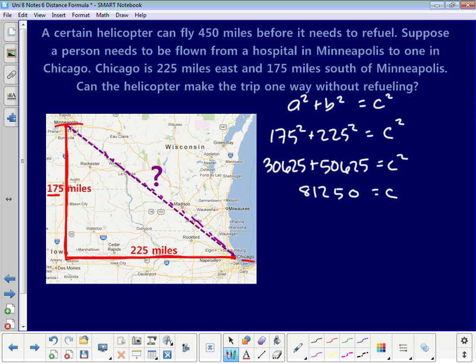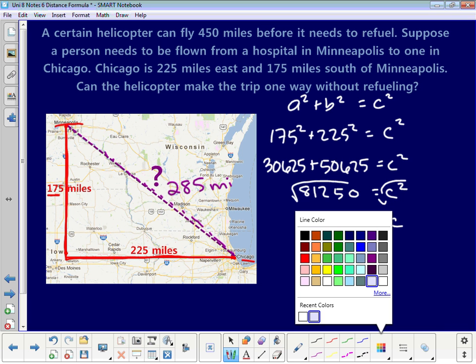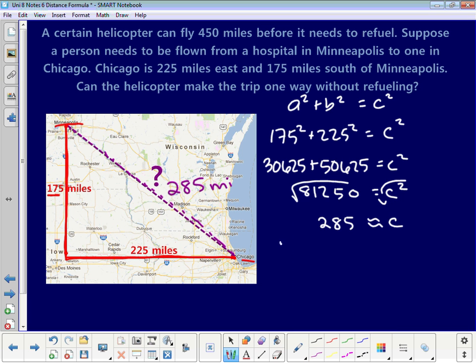81,250. And then we know we have to take the square root, and the square root of that is about 285. So this distance here is about 285 miles, approximately, which means my helicopter that can go 450 miles can certainly go 285. So the answer is yes, it will be able to. Okay, so using the Pythagorean theorem.